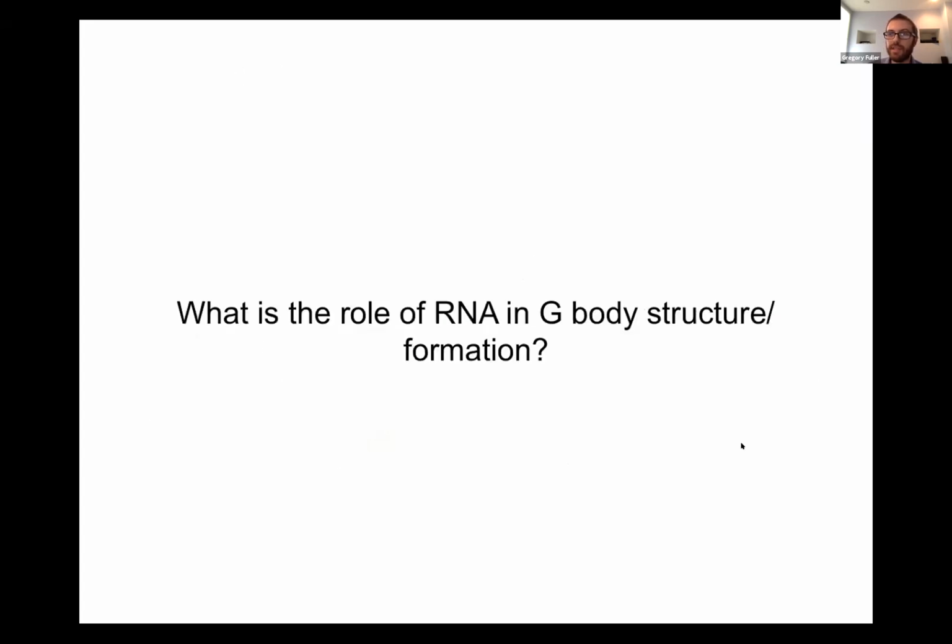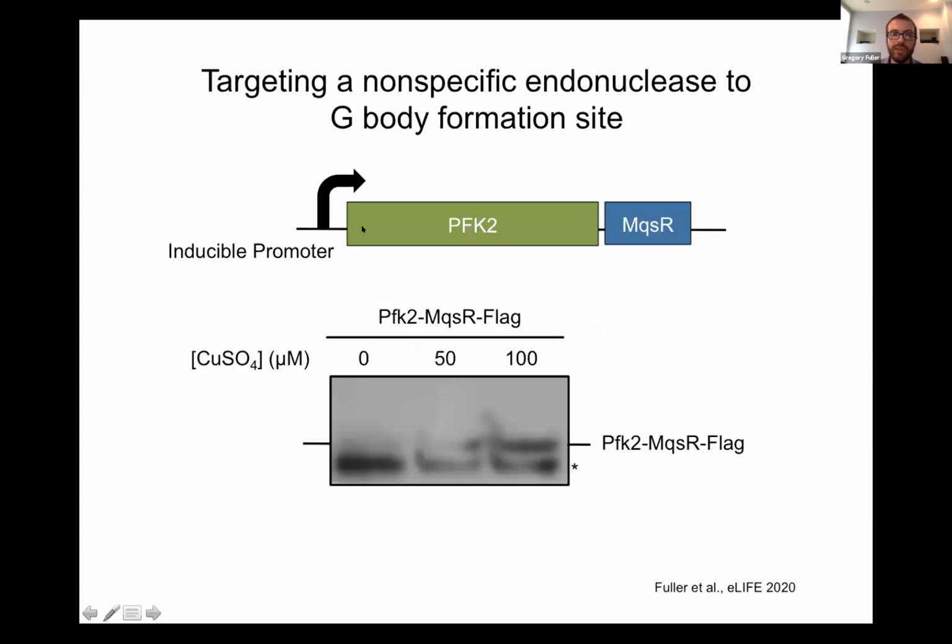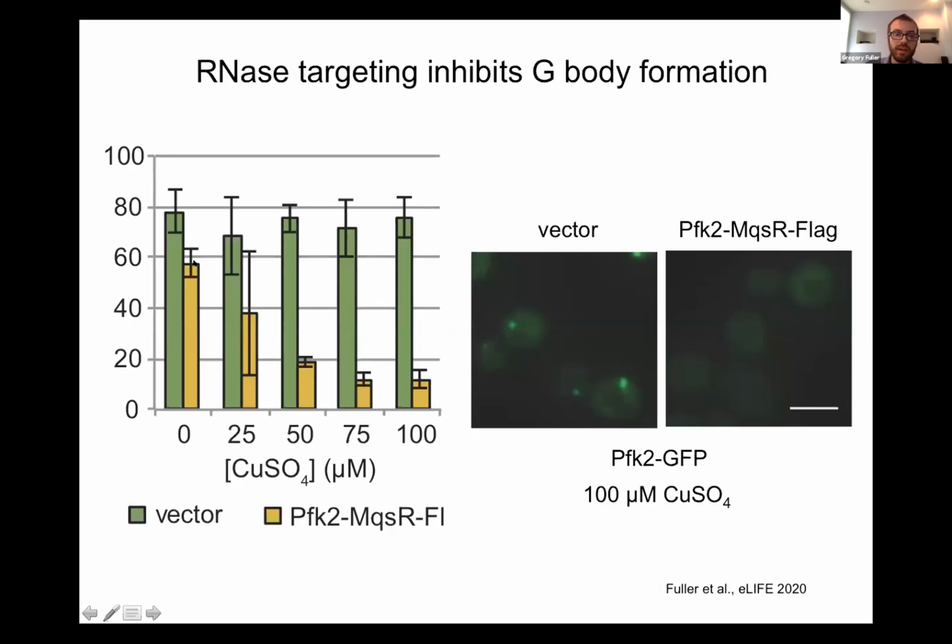So we wanted to specifically test the role of RNA, both in G-body structure, as well as the role of RNA in forming these granules. To accomplish this, we made a fusion protein of PFK2, which strongly localizes to G-bodies, with MqsR, a non-specific endoribonuclease. And we put this under an inducible promoter. So when we add copper sulfate, we're able to cause expression of this fusion protein. What we found was that as we increase expression of the fusion protein, we decrease G-body formation. Whereas in vector control cells, there's no difference in G-body formation regardless of the concentration of copper added, suggesting that RNA is required for G-body formation.